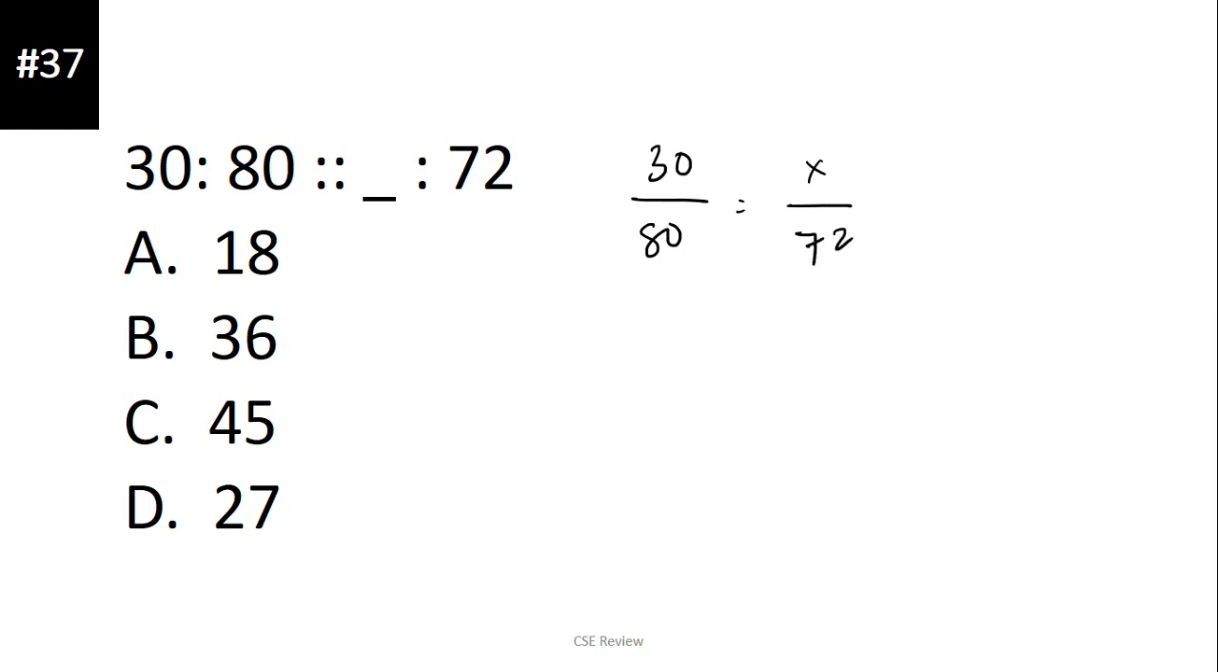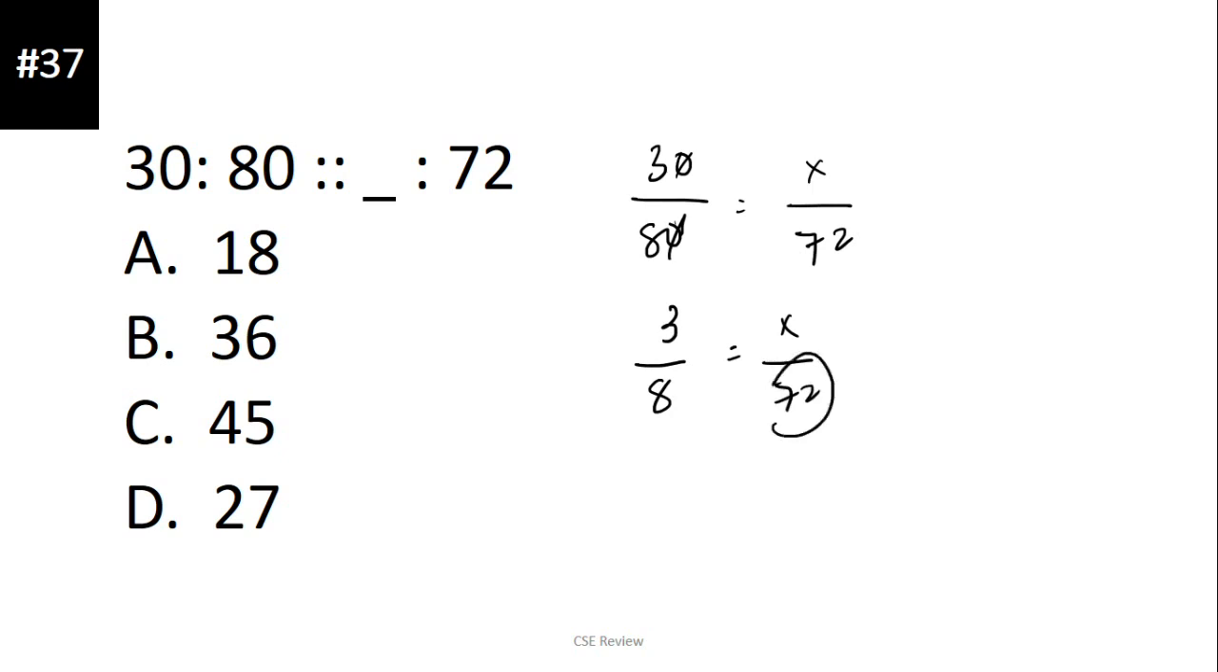Ngayon, yung iba nahihirapan dito kasi paano daw i-divide yung 30 sa 80 tsaka 72 sa 80. Well, one thing you could do would be smallest terms mo muna sila. Ito both divisible by 10. So, this is going to be 3 over 8 na lang. Kakancel mo lang yung mga 0. Is equal to x over 72.